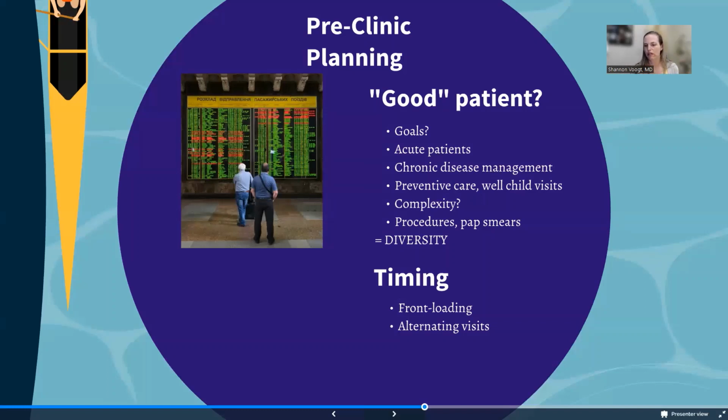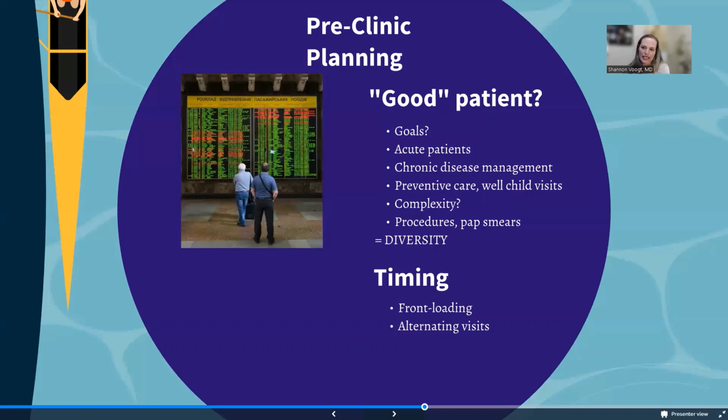We want them to do some preventive care, some well child visits, maybe some procedures or pap smears. So really it's all about diversity, right? We want our students to see that in family medicine, we practice in a lot of different communities, and we have a really diverse patient population in terms of what they come in with. And that's the beauty of family medicine, that we take care of anything that walks through the door, right?